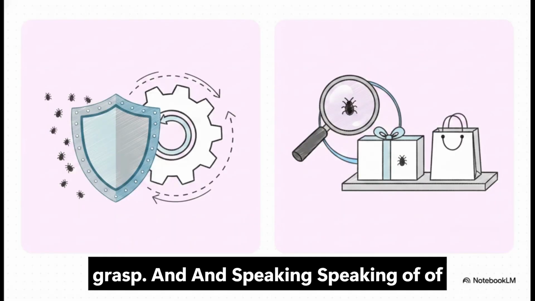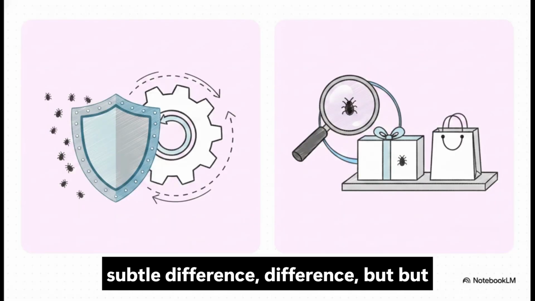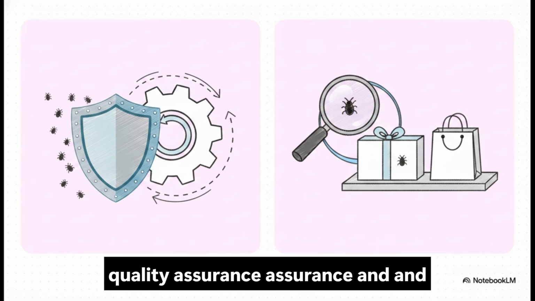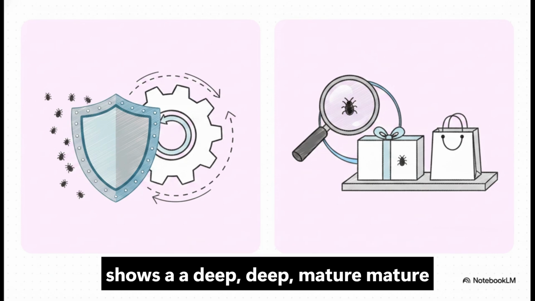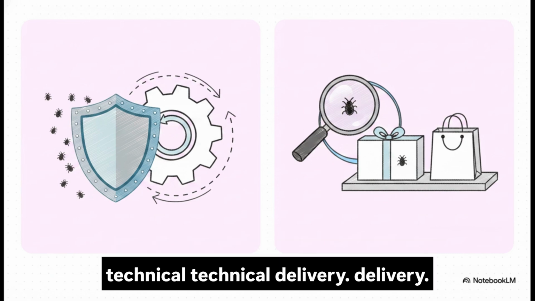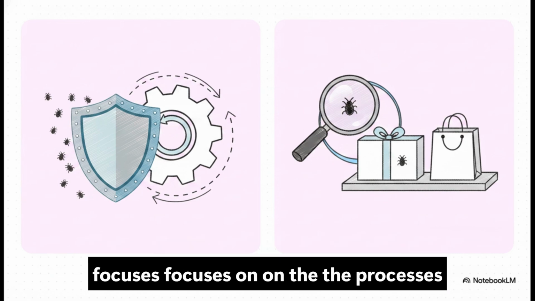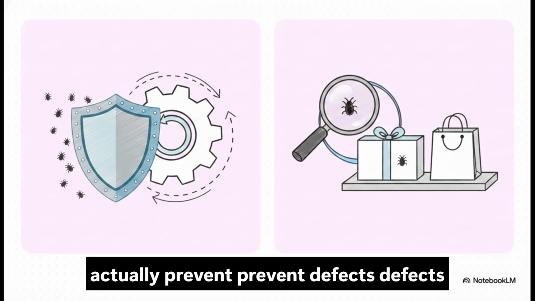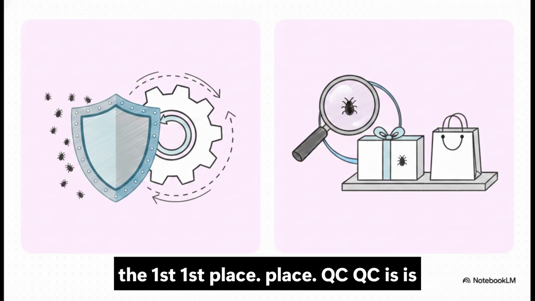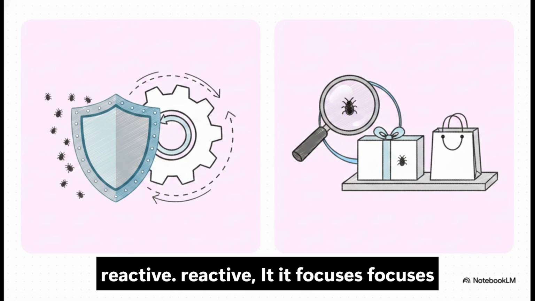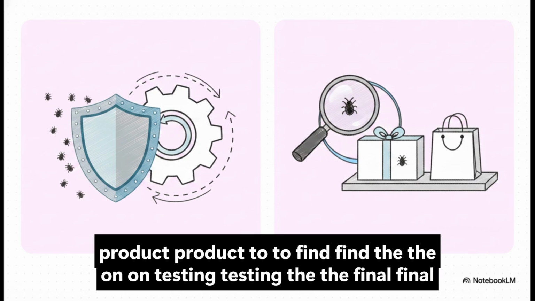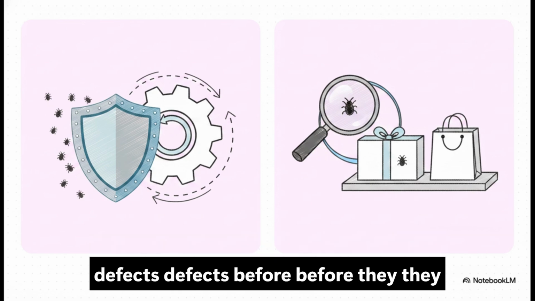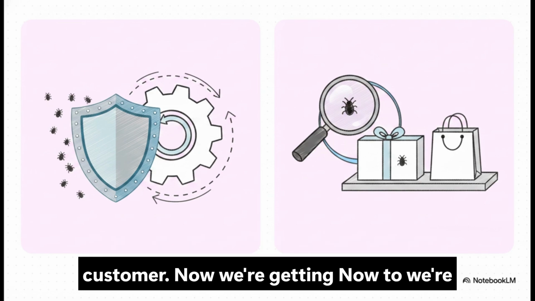You're explaining automated QA testing and production deployment in a way literally anyone can grasp. And speaking of quality, it's a subtle difference, but clearly distinguishing between quality assurance and quality control shows a deep, mature understanding of technical delivery. QA is proactive. It focuses on the processes used to build the product to actually prevent defects from happening in the first place. QC is reactive. It focuses on testing the final product to find the defects before they ever reach the customer.